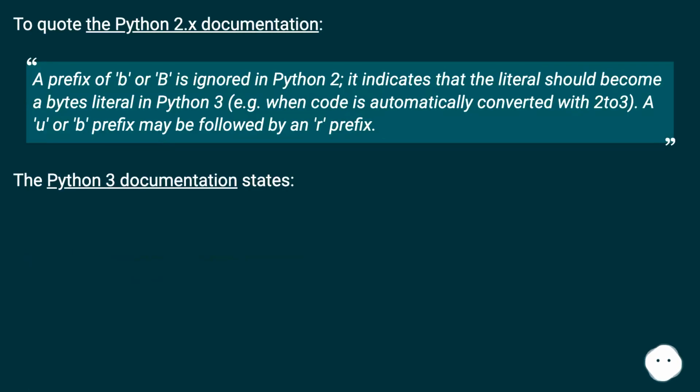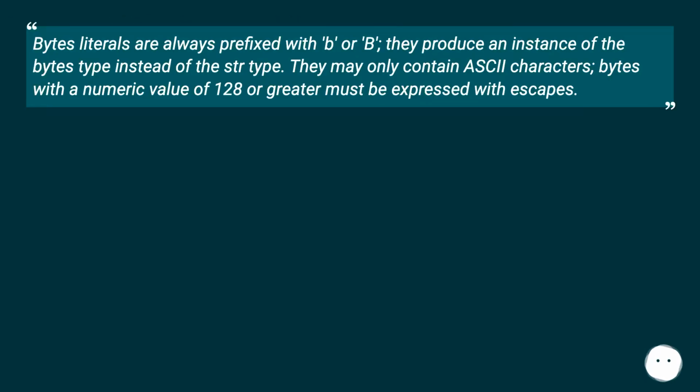To quote the Python 2.x documentation, a prefix of 'br' is ignored in Python 2. It indicates that the literal should become a bytes literal in Python 3, for example when code is automatically converted with 2to3. A u or b prefix may be followed by an r prefix. The Python 3 documentation states, bytes literals are always prefixed with 'b' or 'B'. They produce an instance of the bytes type instead of the str type. They may only contain ASCII characters. Bytes with a numeric value of 128 or greater must be expressed with escapes.